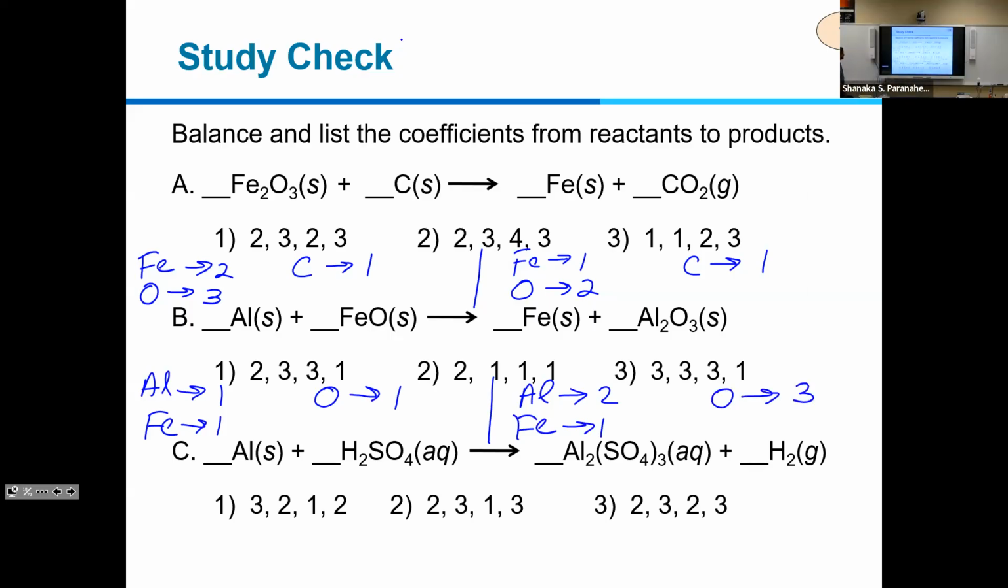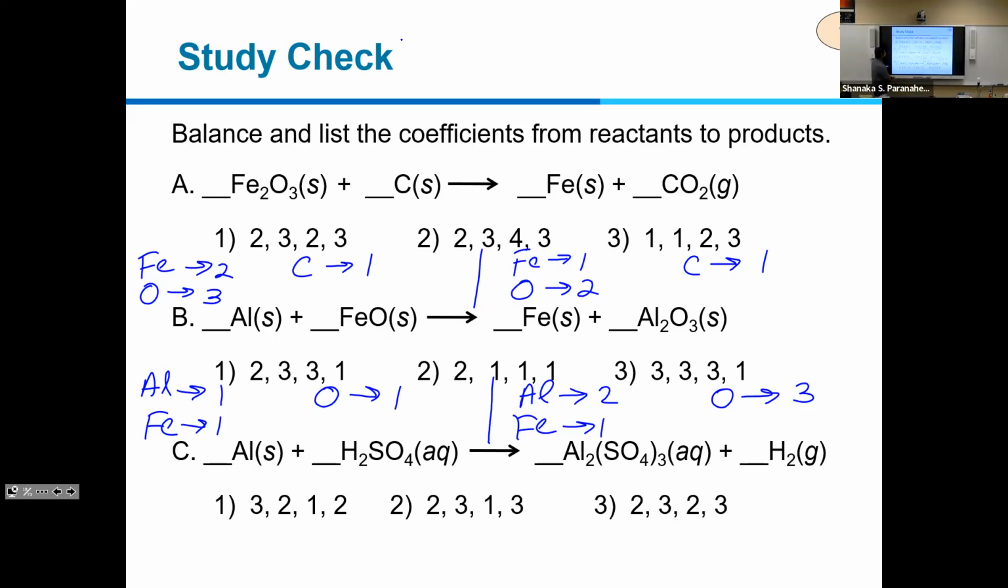Okay, so what is the answer to A? Yep. Okay, so let's try to find the answer. So this is going to be the count: 2 iron, 3 oxygen, 1 carbon. Product side: 1 iron, 2 oxygen, and 1 carbon. Okay. So now we can decide which element to start. Again, I'm not going to start it from iron or carbon. So oxygen is the first one to balance. If we start from oxygen, it's going to be really easy. If you start from iron, it might be a little bit difficult.